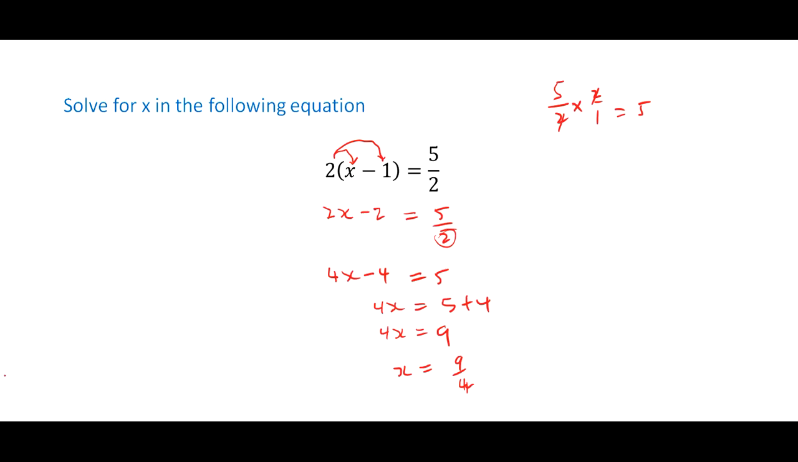So as you can see, solving simple linear equations is actually pretty simple. You just need to remember that when we have brackets, we need to remove the brackets. If we have fractions, we can sometimes cross multiply. And if we have, what was the other type? You just need to remember whatever you do on one side of the equation, you need to do it on the other side of the equation.